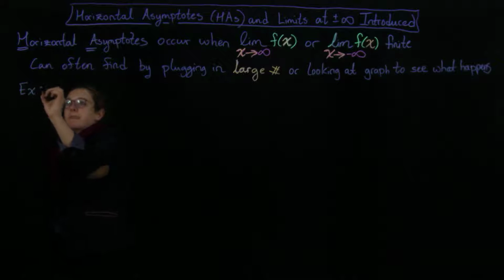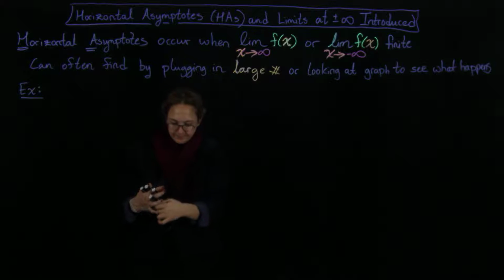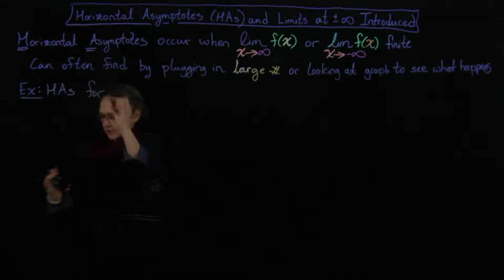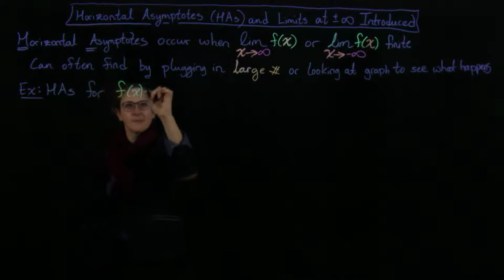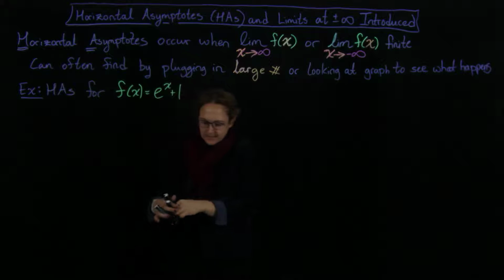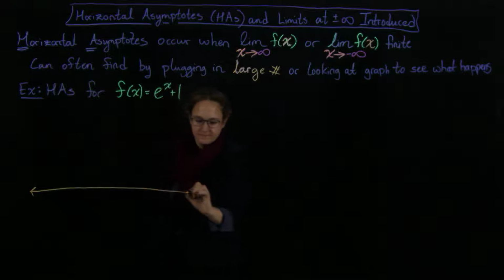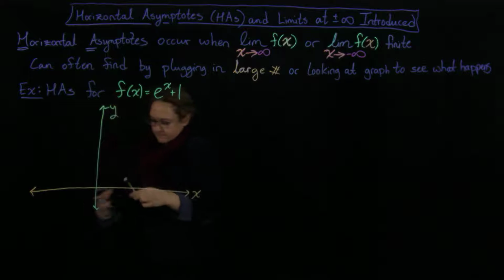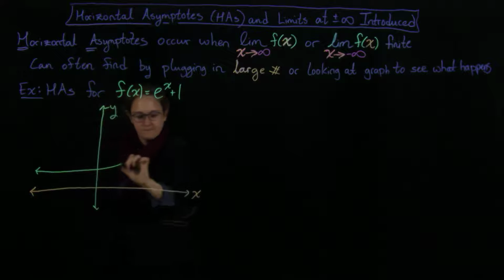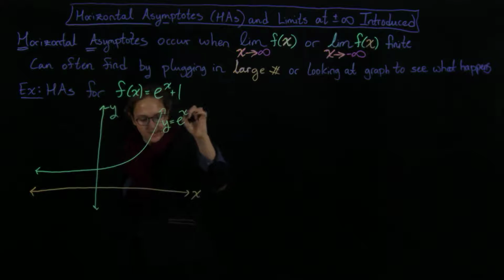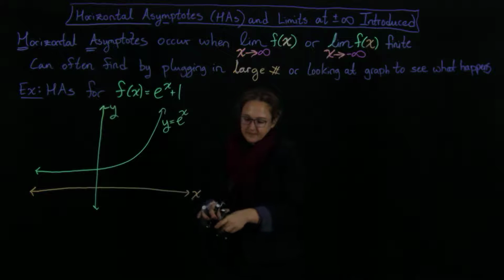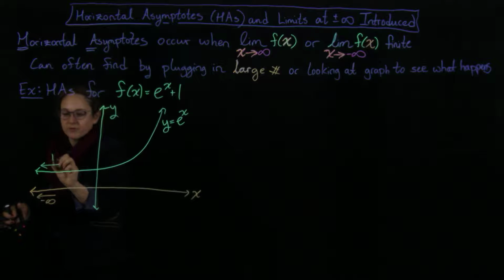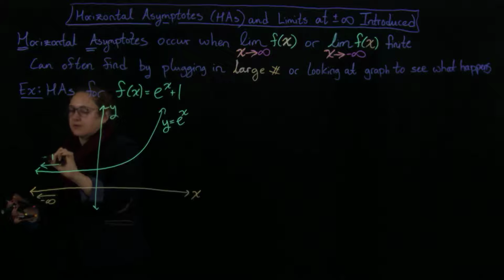We want the horizontal asymptotes for the function f of x equals e to the x plus 1. So here's our x, here's our y. We have here y equals e to the x, and then we're looking at what happens. If I look at it as I go towards minus infinity, this is approaching 1, right? My outputs are approaching y equals 1.